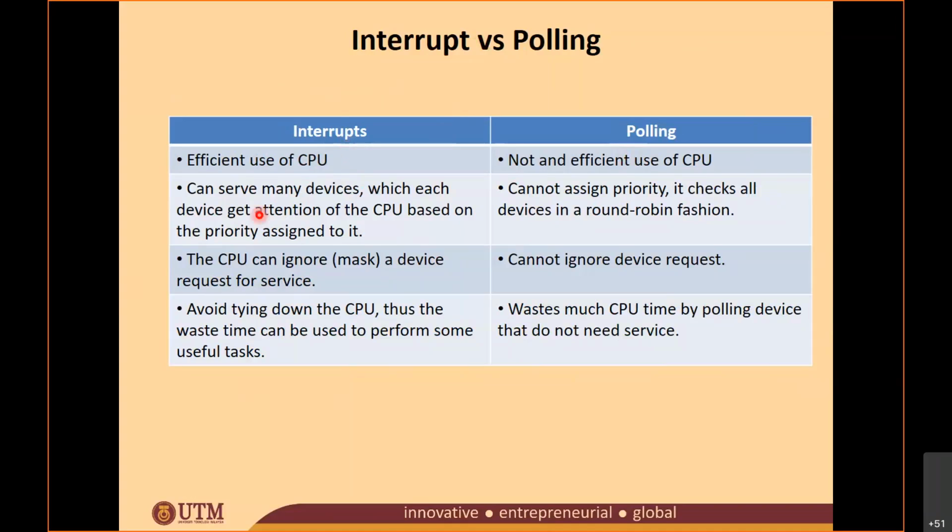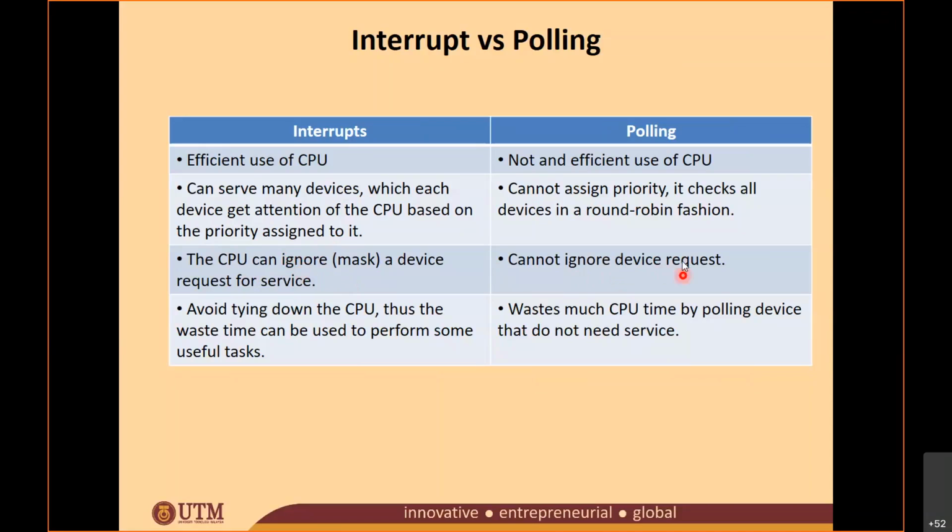Interrupt can serve many devices, with each device getting the attention of the CPU based on the priority assigned to it. But for the polling, you cannot assign priority. It checks all the devices in round robin fashion. For interrupt versus polling, the CPU can ignore or mask a device request for service. That means if an interrupt is not very important, the CPU can ignore it. But for the polling, you cannot ignore the device request. If the device requests to execute a certain program, then the CPU needs to entertain that program.